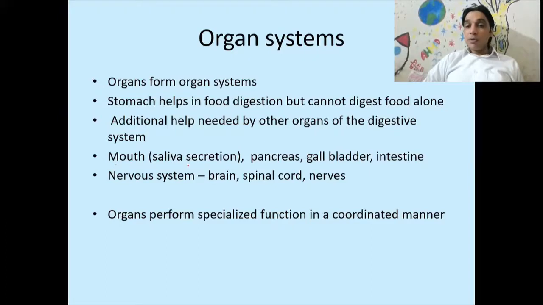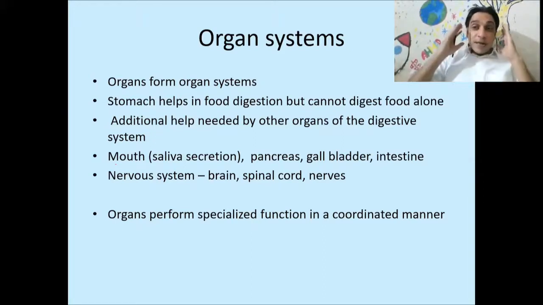For example, the mouth, which releases saliva, and I can tell you the saliva has a lot of jobs. And then pancreas, gallbladder, intestine, all these are associated organs of the digestive system. And interestingly, it is also connected with the nervous system. And I can tell you, every organ which you will be studying is connected with the central nervous system.